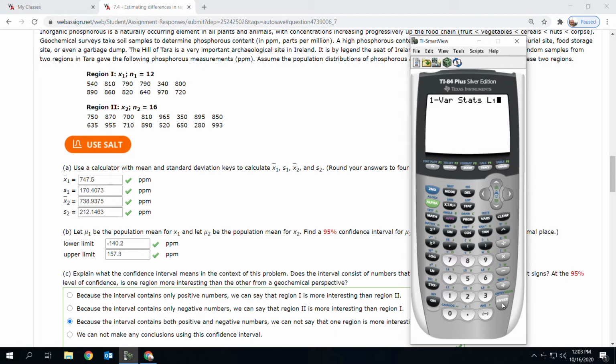I want to tell it L1. Okay, so x bar, that matches. Sx, that matches. Good. Now let's do that again. Stat, calc, one variable statistics, but this time tell it to read column 2 or list 2. Average is 738.9375. That matches perfectly. Sx, which is group 2, 212.1463, and that matches perfectly as well.